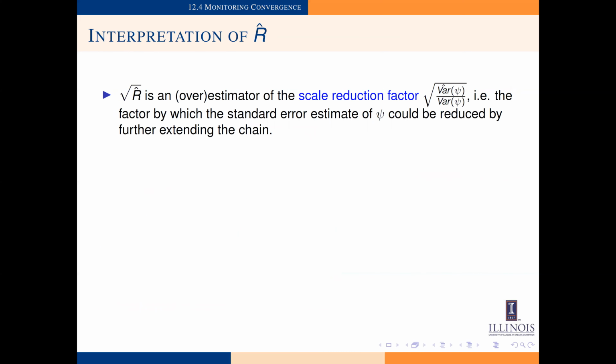The R hat can be interpreted as follows. Square root of R hat has a name, so it is an estimator of the scale reduction factor, square root of R hat divided by var. So square root of the estimated variance divided by the square root of the true variance. This thing is called the scale reduction factor, and it is the factor by which the standard error estimate of psi could be further reduced by extending the chain length.